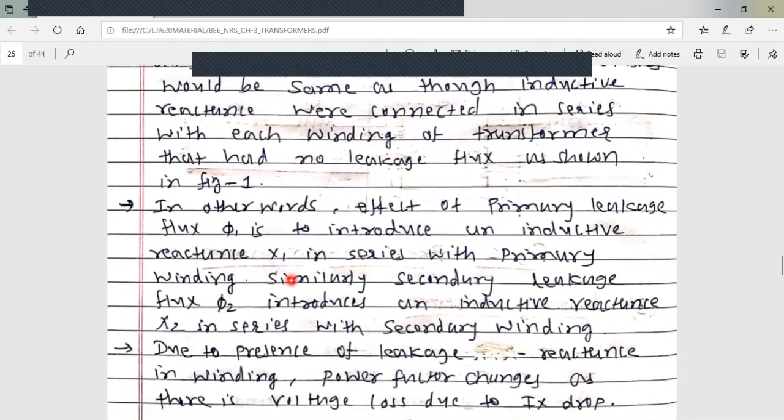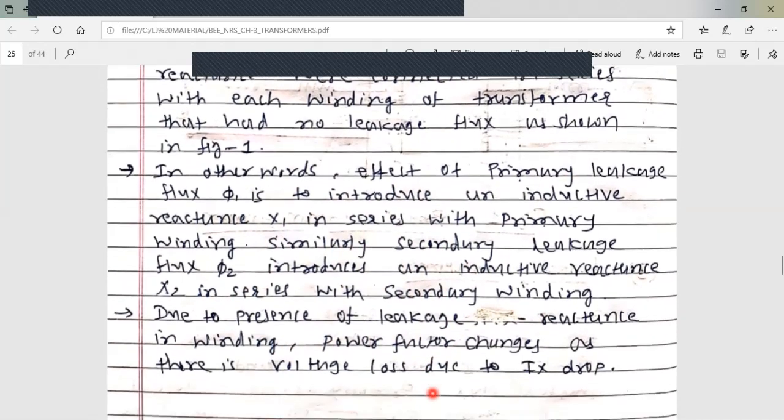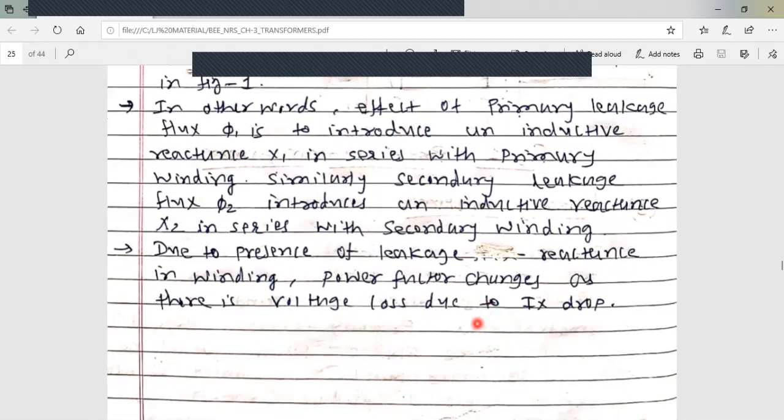So we can see that, in other words, the effect of primary flux phi 1 is to introduce an inductive reactance X1 in series with the primary winding, as we have seen in the above figure. In the same way, X2 is the inductive reactance with the secondary winding. Due to the presence of X1 and X2, which are also known as leakage reactance in the winding, the power factor changes if there is a voltage loss due to the IX drop. So these are all about losses in a transformer and a practical transformer.